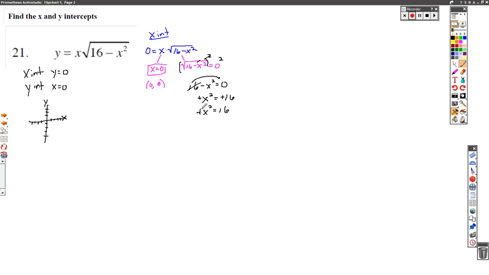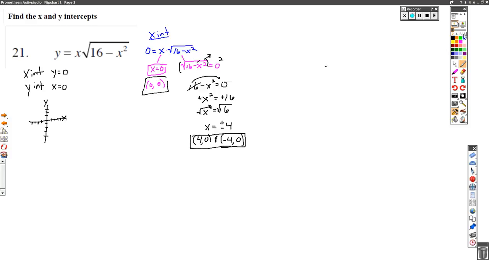Next we take the square root to get rid of the square. Very important lesson in calculus: when you take the square root of a number, you get a positive and a negative answer, 4 and negative 4. So we have two other x-intercepts: (4, 0) and (-4, 0). Here are our x-intercepts: this point right here, and these two right here.